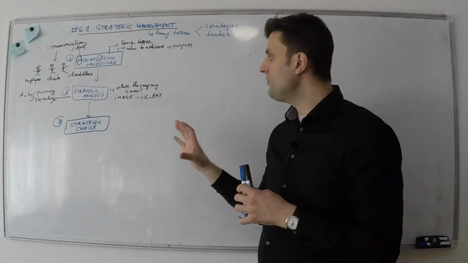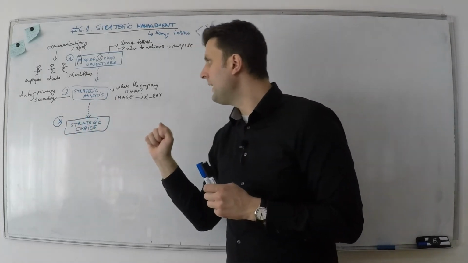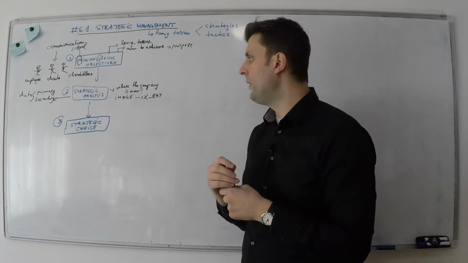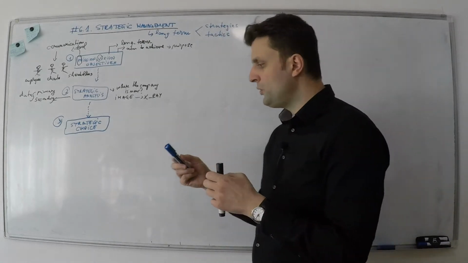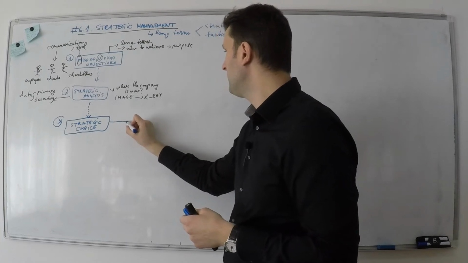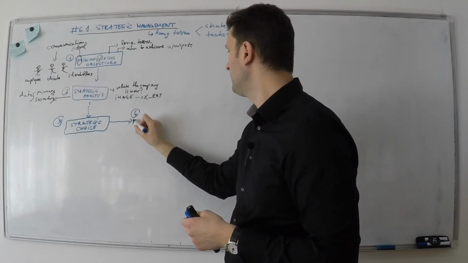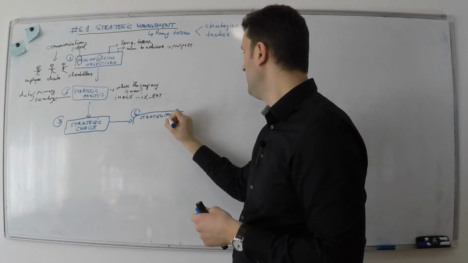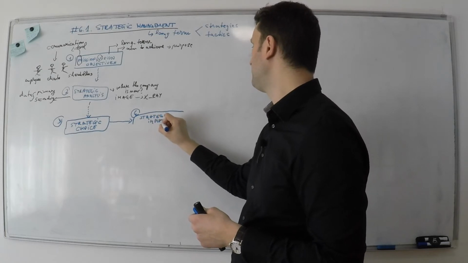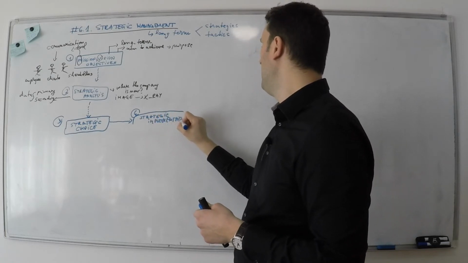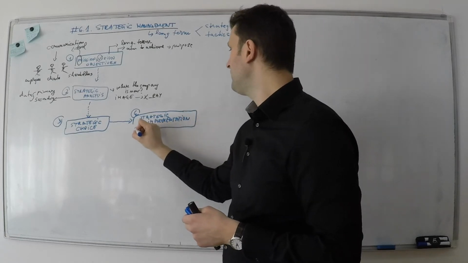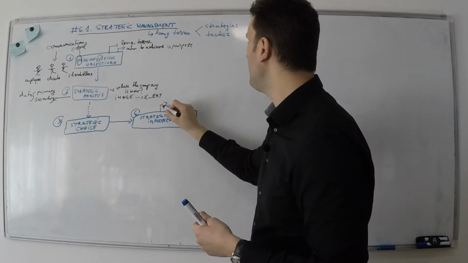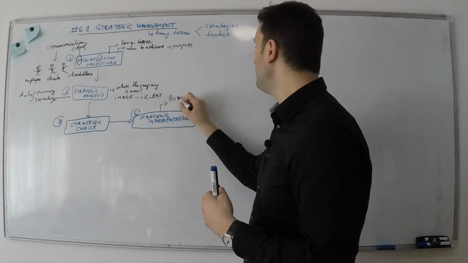vision. And once we have decided on our strategic choice, which can be done through several tools such as an Ansoff matrix or a decision tree, we now move to the strategic implementation. So strategic implementation, okay, this is a very important step because it involves building and following a business plan, okay?